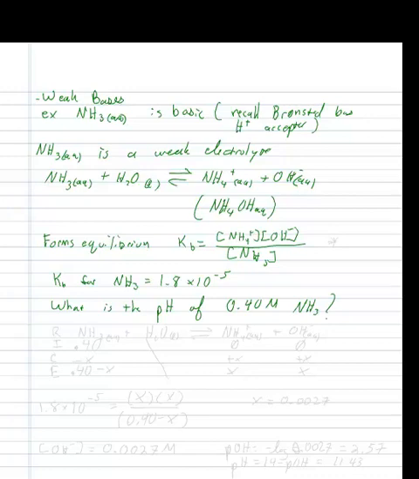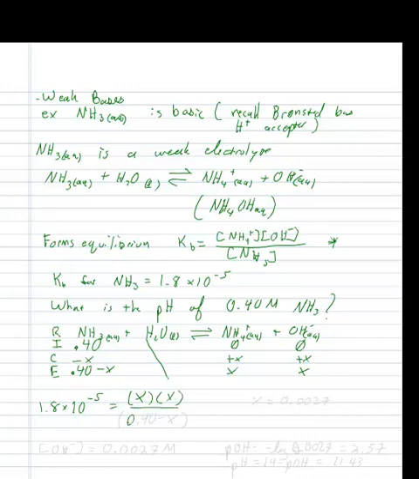So, use my RICE diagram and my reaction given above: NH3 aqueous plus H2O liquid. Make sure you pay attention to those phases. NH4 plus aqueous plus hydroxide ions aqueous. My initial concentration for ammonia is 0.4. I'm not going to worry about water since it's a pure substance. Let's say I have nothing present in solution to start with. I'm going to decrease by x, increase by x, increase by x, those stoichiometric coefficients, and I get my equilibrium concentrations. So I use my Kb expression up here: 1.8 times 10 to the negative 5 is equal to x times x over 0.40 minus x.